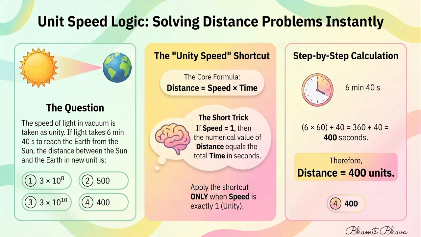Hello everyone, this is another easiest question from NEET 2026 Physics. The question is on the distance, speed and time formula. The question is: the speed of light in vacuum is taken as unity. So unity means 1, speed is given to be 1 unit.